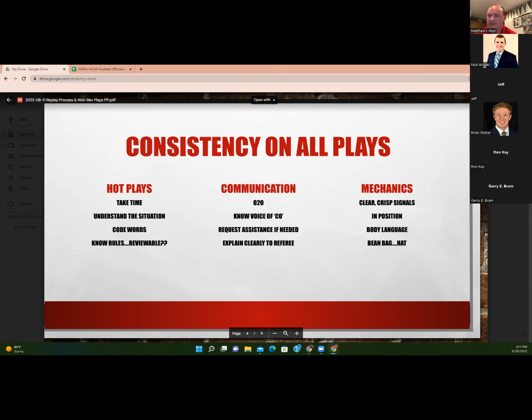For example, spot fouls. I'm looking for the spot. I'm looking for the number. I'm looking for the hash mark. We're redoing the enforcements. We're trying to stay a step ahead of you to help you administratively if needed.